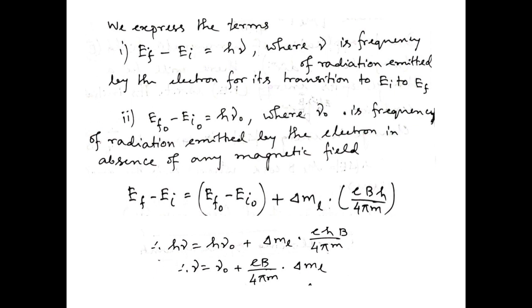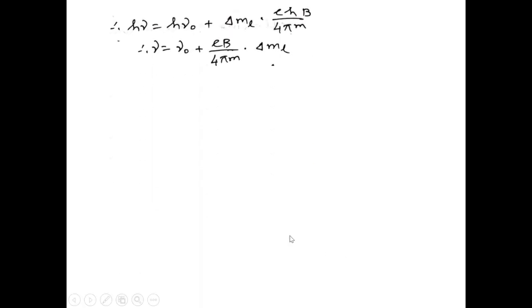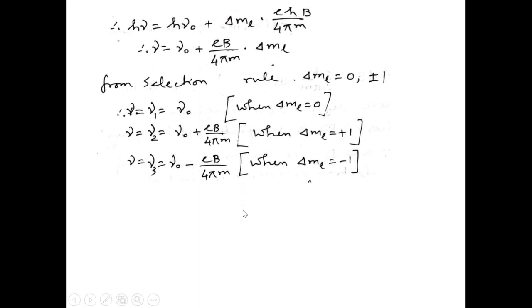From that we can get the three frequency conditions. If we put delta ml as 0 and plus minus 1, this condition arises from the selection rule, and remember, the selection rule is totally an experimental outcome.